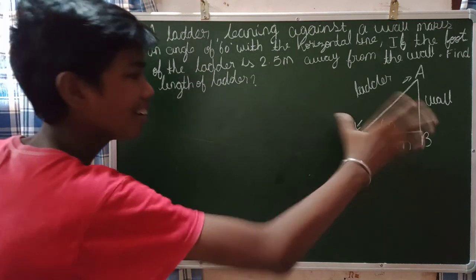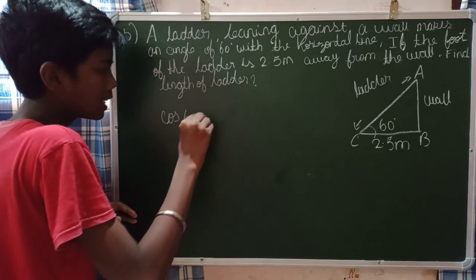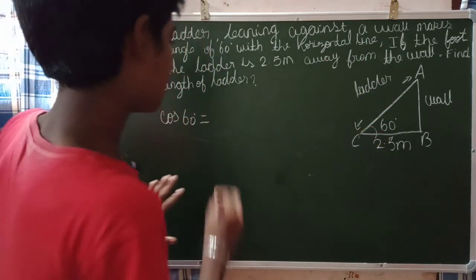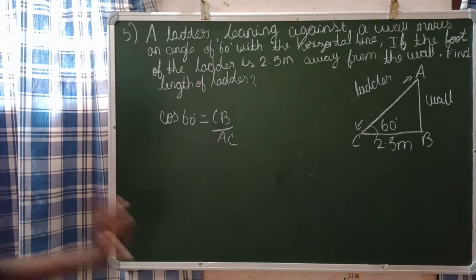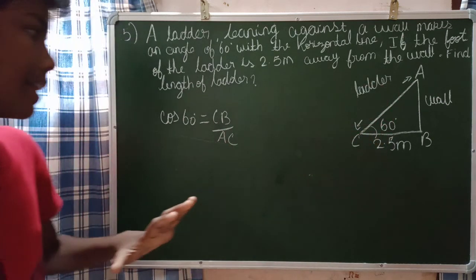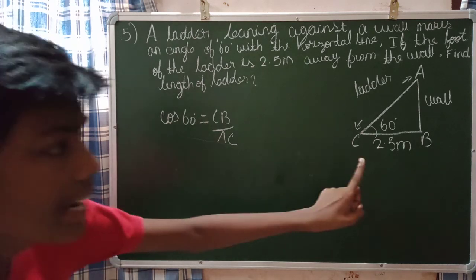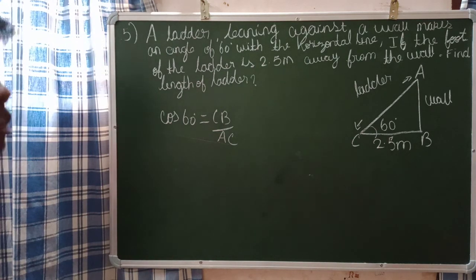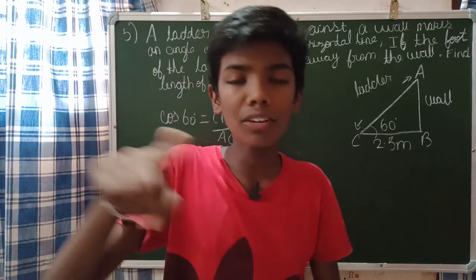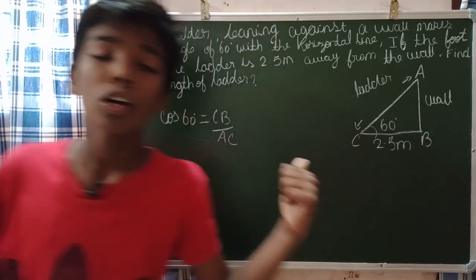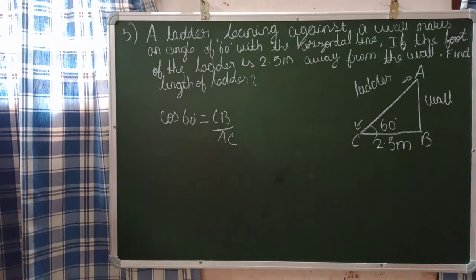Try to find the value of cos of 60 degrees. Cos of 60 degrees will be nothing but CB by AC, because we know that cos theta is nothing but adjacent to the hypotenuse. Why I am particularly choosing cos 60 degrees is very simple, guys. We only know the value of the adjacent and we are supposed to find the value of the hypotenuse. In which trigonometric ratio do we have adjacent as well as hypotenuse? That's only in cos theta. Because in cos theta only we have adjacent by hypotenuse. That is why I choose cos 60 degrees.